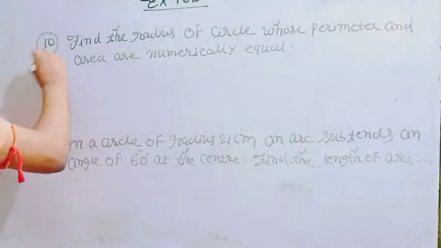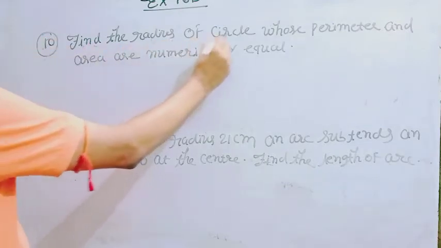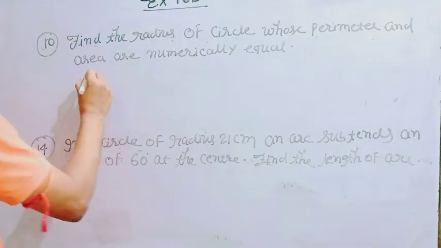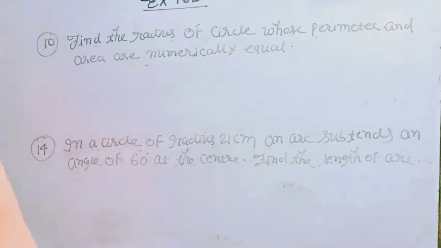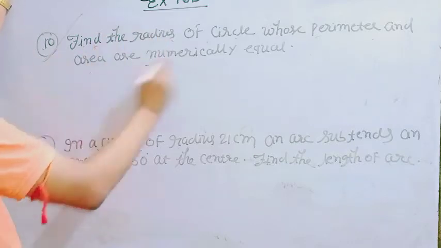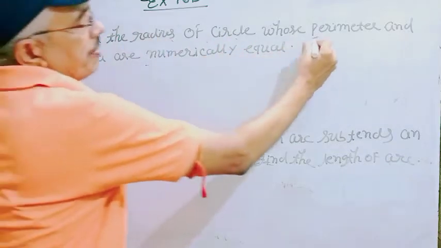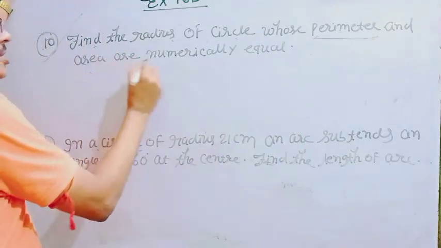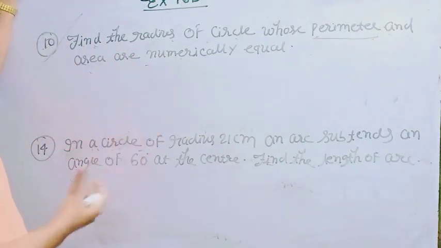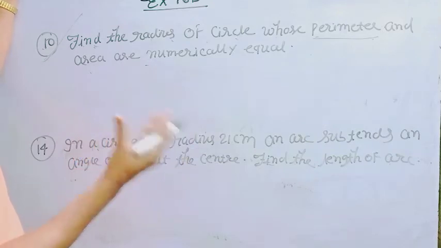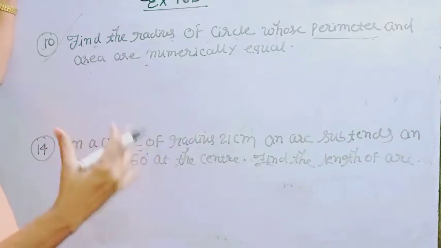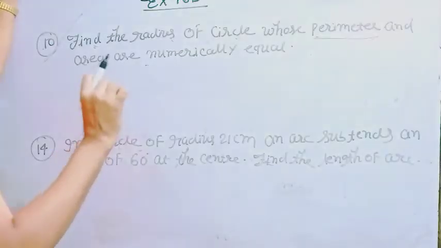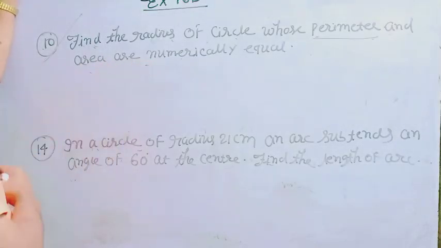Now see question number 10: find the radius of the circle whose perimeter and area are numerically equal. Dear student, it is an objective type question: find the radius of the circle whose perimeter, that means circumference, and area are numerically equal. Numerically equal means, suppose 200 cm is the circumference, then 200 cm square is the area. The numerical value is the same, but the dimensions are different. So area is in cm square, but perimeter is in cm.